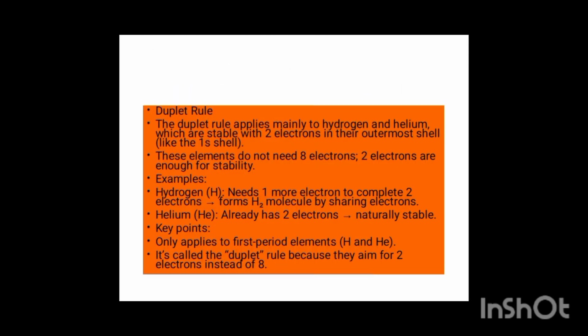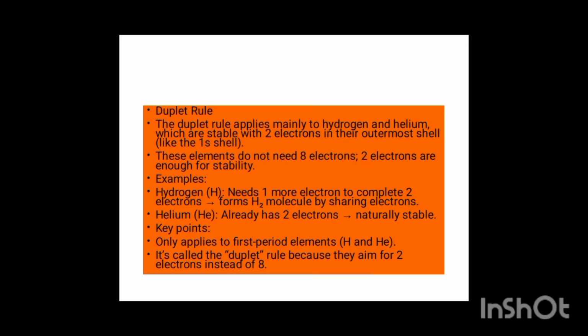Duplet rule. The duplet rule applies mainly to hydrogen and helium, which are stable with 2 electrons in their outermost shell, like the first shell. These elements do not need 8 electrons. 2 electrons are enough for stability. For example, hydrogen, H, needs one more electron to complete 2 electrons. It forms the H2 molecule by sharing electrons.